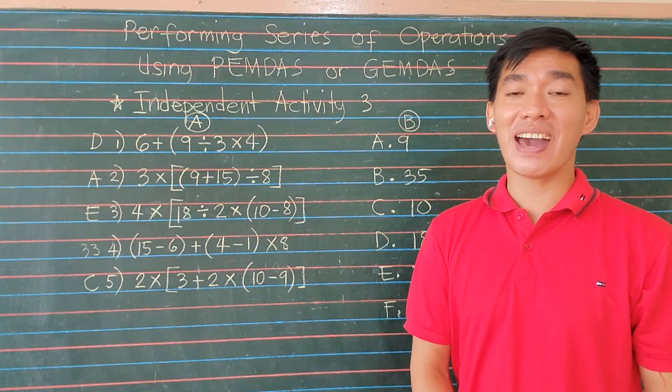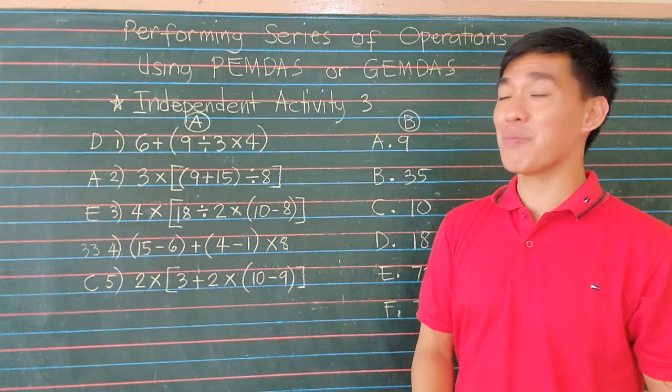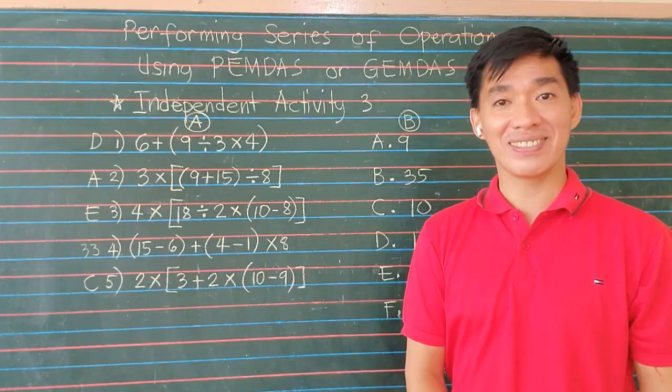So, those are the answers for activity number 3. Who got a score of 4?